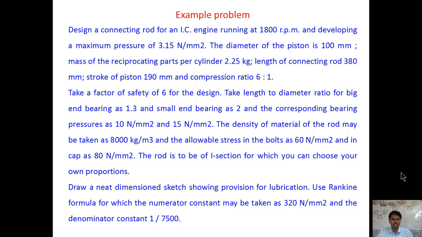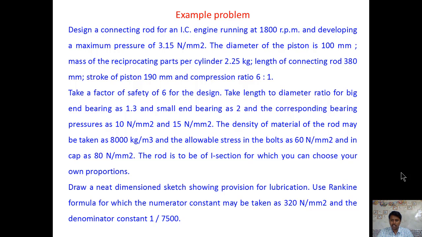Then the mass of the reciprocating parts per cylinder is given, the length of the connecting rod is 380 mm, and the stroke of the piston is 190 mm. If the stroke of the piston is 190 mm, then the crank length is half of it. And the compression ratio is 6:1. This compression ratio is surplus data; we do not require it to solve the problem. And take a factor of safety of 6 for the design.